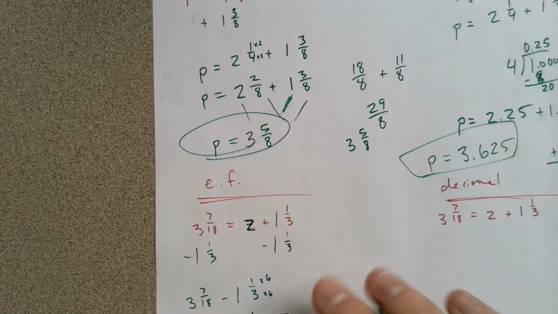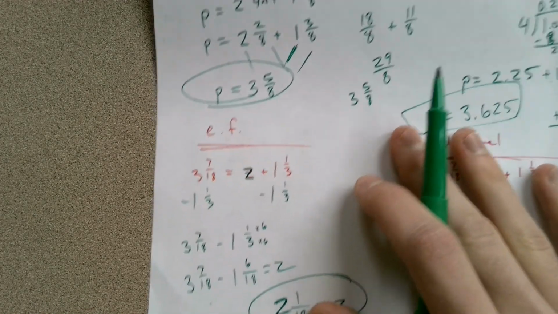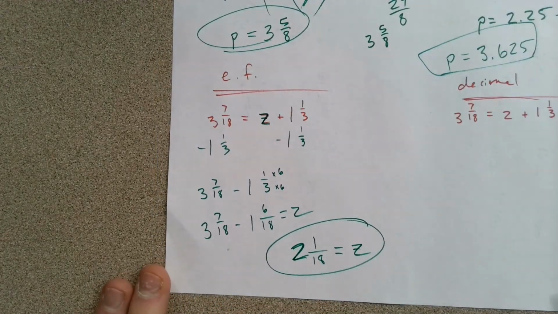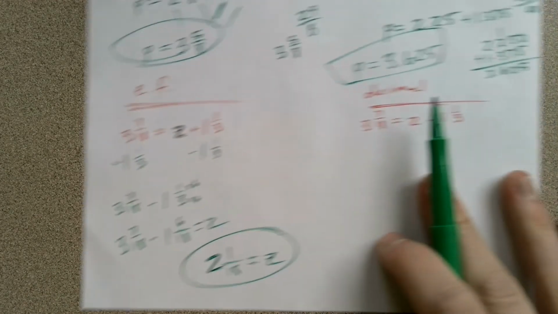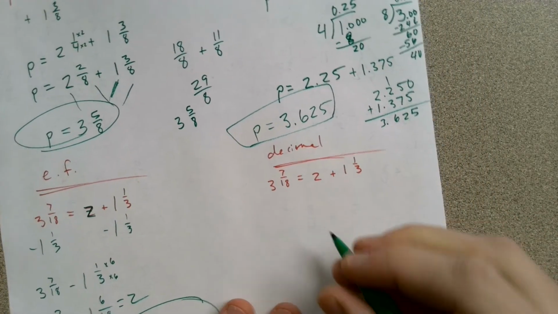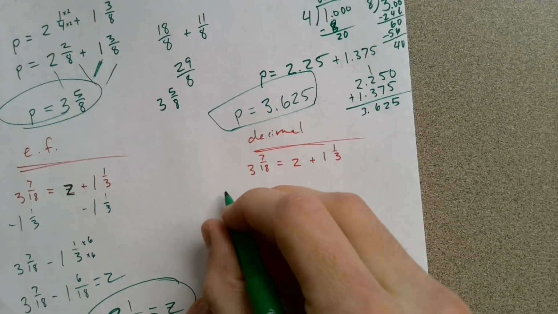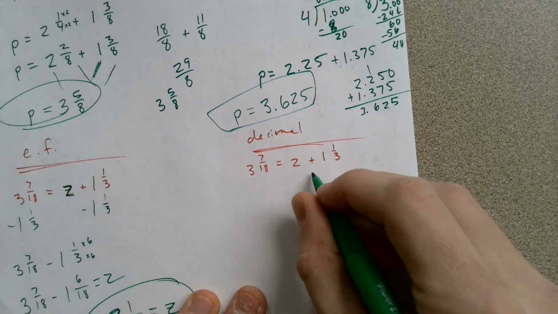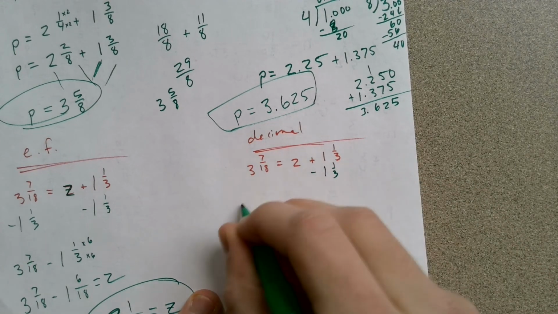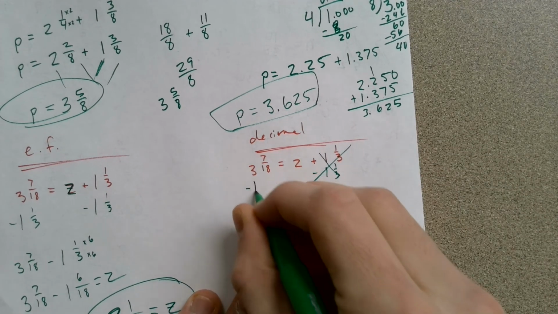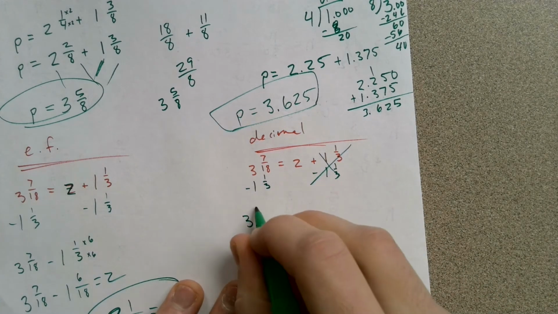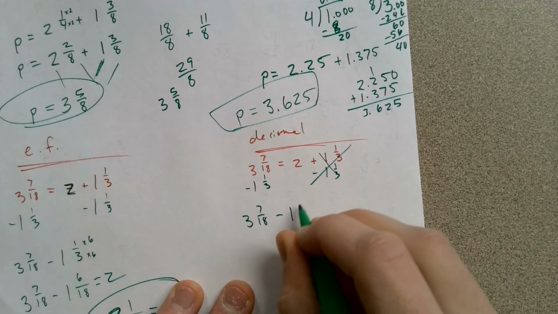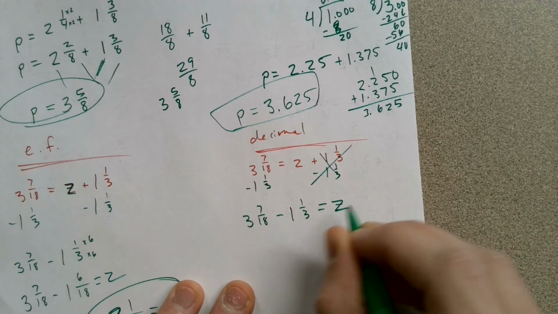You could also do the same thing by setting those into improper fractions. It's going to be a little bit of a bigger number, but you could do that as well. And using a decimal, we have to do the same first step here. Subtract that to get the variable by itself. And we get 3 7/18 minus 1 1/3 equals z.